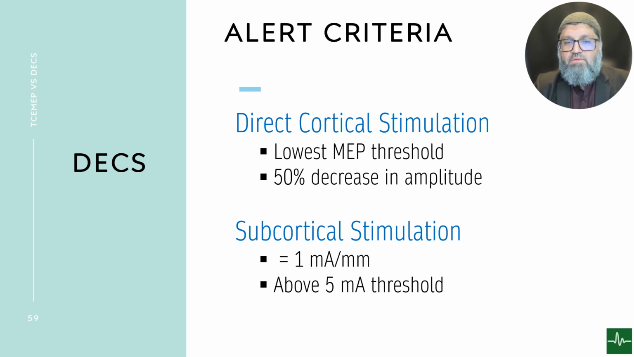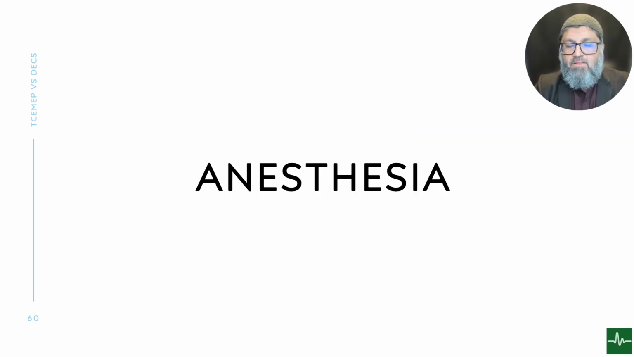For subcortical stimulation, 1 millimeter is equal to 1 milliampere, and we want to keep the responses above 5 milliamperes. So if we reach 5 milliamperes, and we're getting responses at 5 milliamperes or lower, that means we are too close, within 5 millimeters of the corticospinal tract, and that's the time where we have to stop.